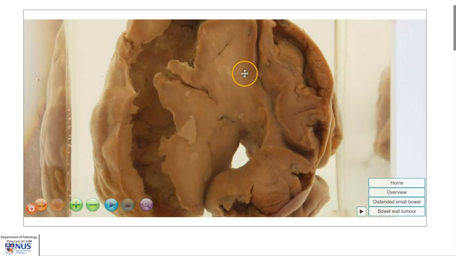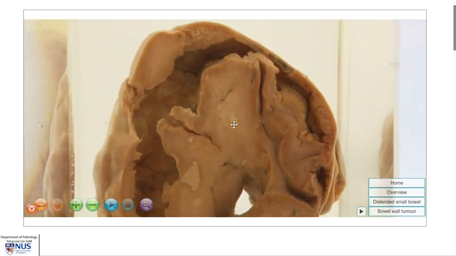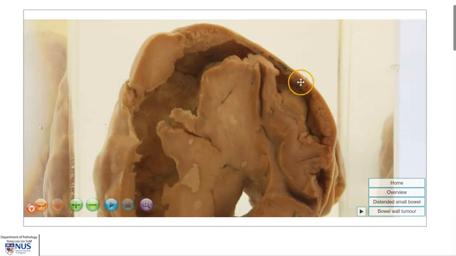So let's have a look at the abnormal area, and the bowel wall we can see is variably thickened. For example, in this area it's not as thickened, and in this area it is quite thick. And over here it is markedly thickened, and it is replaced by this tumor mass, which is a pale tan mass. And we can see here again the appearance of the cut surface.